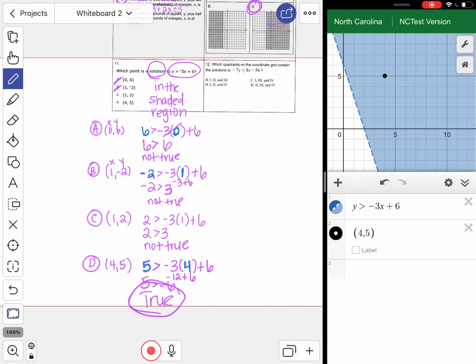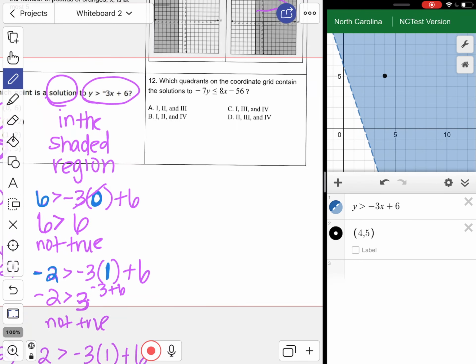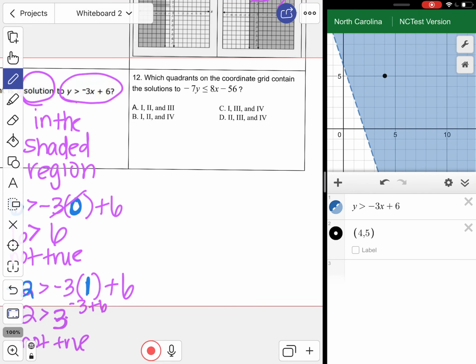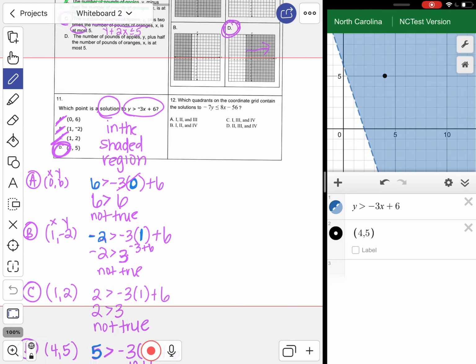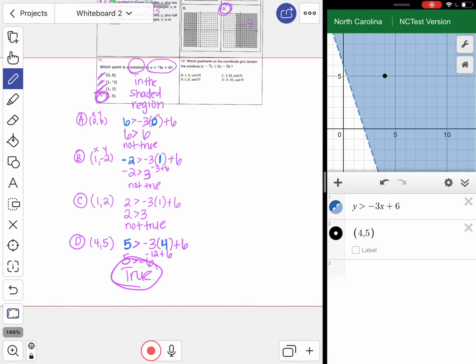Okay, so just kind of keep in mind to check yourself and make sure you've gotten the correct answer. It's got to be in that shaded area. It can be on a solid line. If it's on a solid line, then it is true. If it's on a dashed line, then it is not true. Okay, because remember, dashed lines are not included. All right, and our last one, yeah, this is our last one.